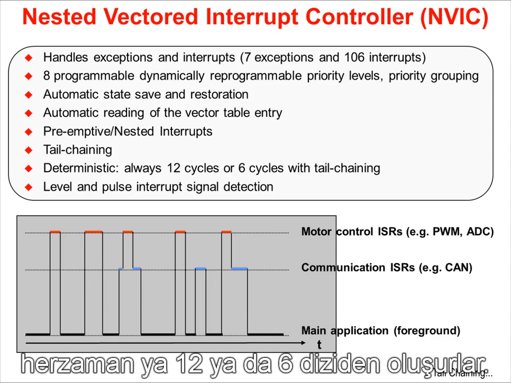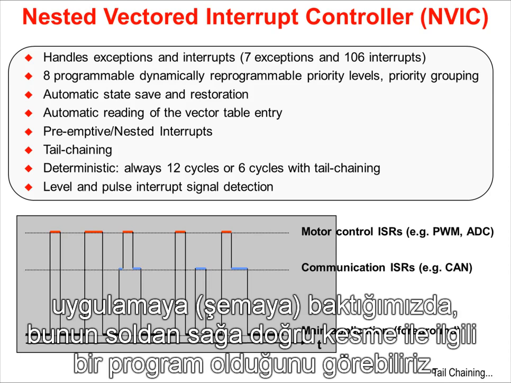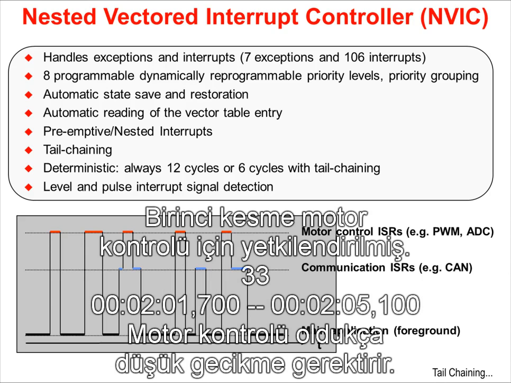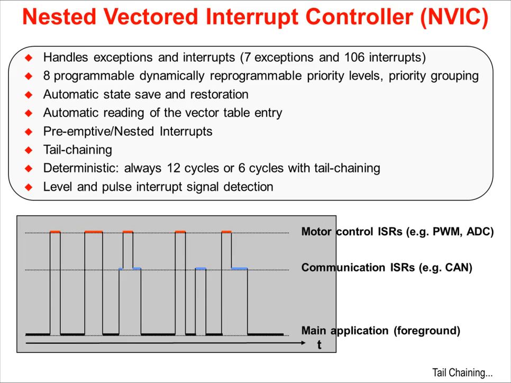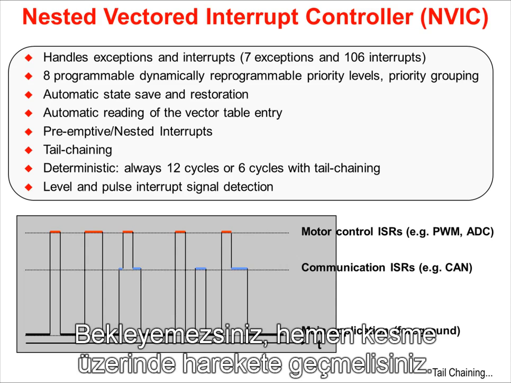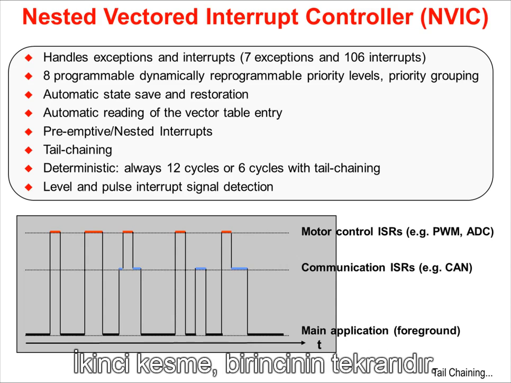Taking a look at the diagram at the bottom of the slide, we can see this is an application with 2 interrupts. From left to right, the first interrupt that goes off is for motor control. Motor control requires extremely low latency. You can't wait. You must act on the interrupt quickly. The second interrupt is a repeat of the first.